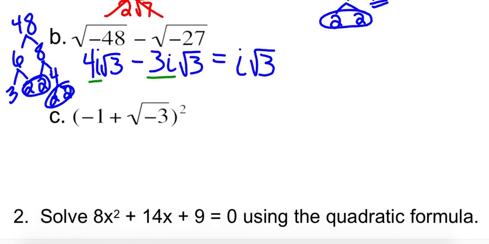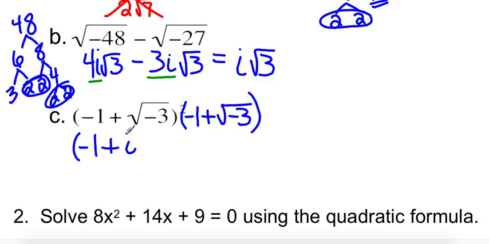For our next example, this is, of course, a FOIL problem. We're doing negative 1 plus root negative 3, times negative 1 plus root negative 3. That was supposed to be a negative; you can't see that very well. But before we go through and FOIL this, we need to pull the i out of that. So let's rewrite this as negative 1 plus i root 3 and negative 1 plus i root 3.